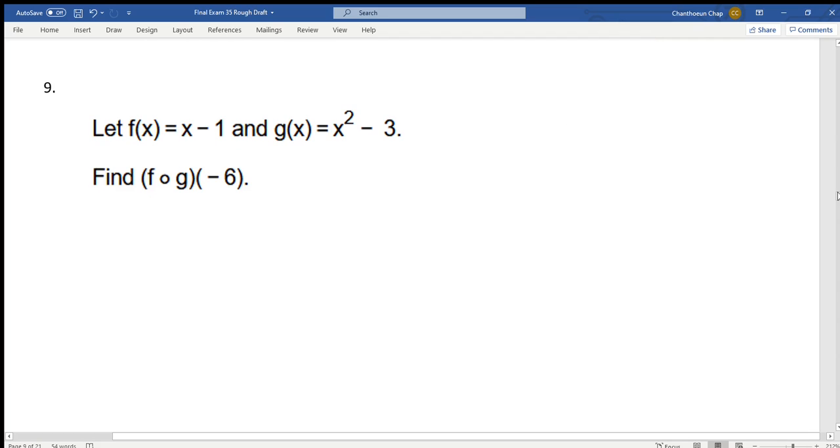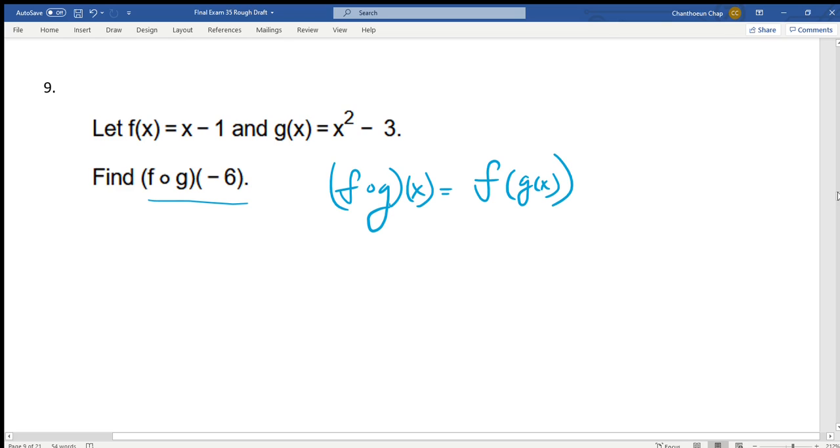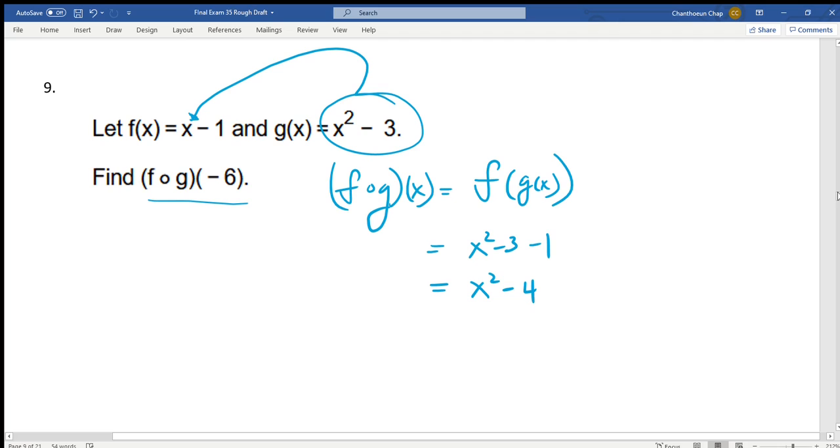Question 9. Let f of x be equal to x minus 1 and g of x equals x squared minus 3. Find f of g of negative 6. What I like to do first is I always try to find f of g of x first. This means plug in the entire function g into the function f. We're going to plug this into the x for the f function. This is equal to x squared minus 3 minus 1. And this gives me x squared minus 4. This is f of g of x.